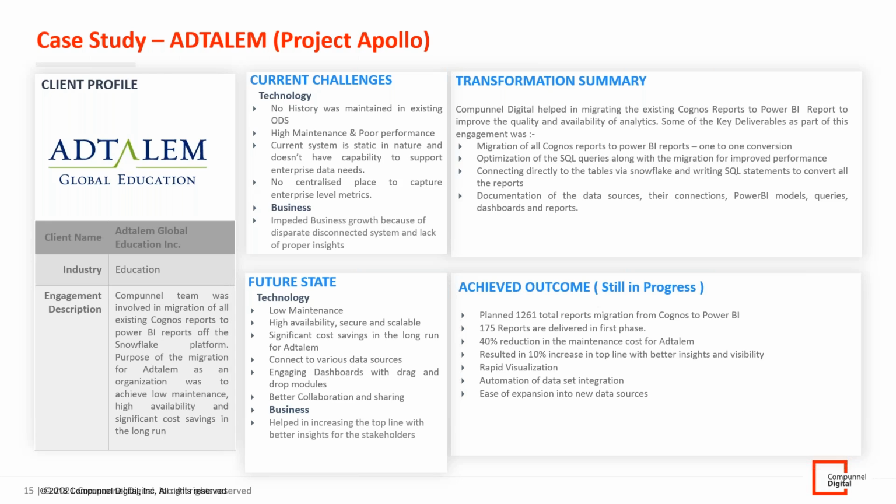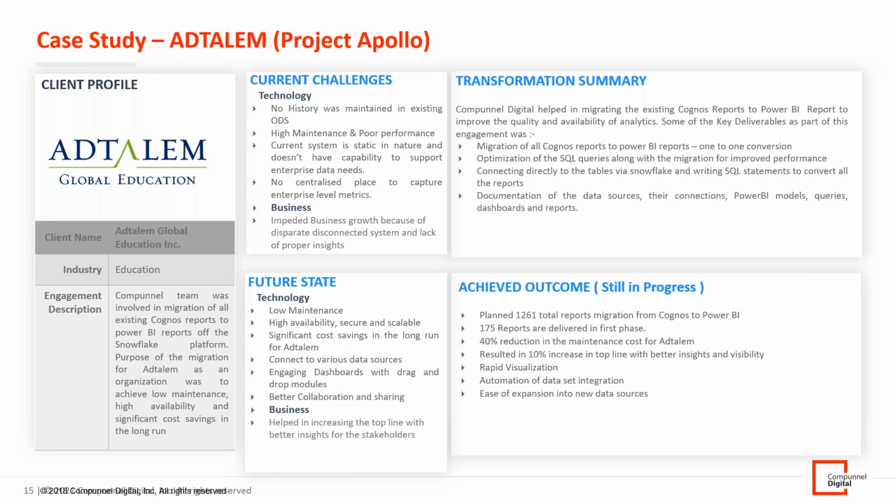to Snowflake. So we initially planned the migration of 1261 reports out of 1800 plus reports, and we delivered 175 reports in the first phase, and phase by phase we delivered all these reports.